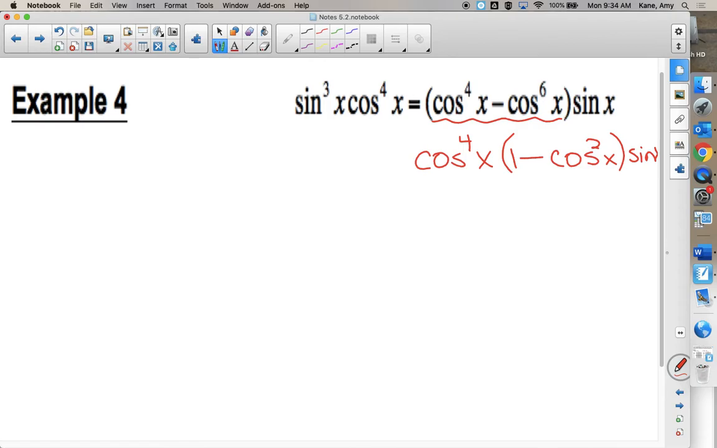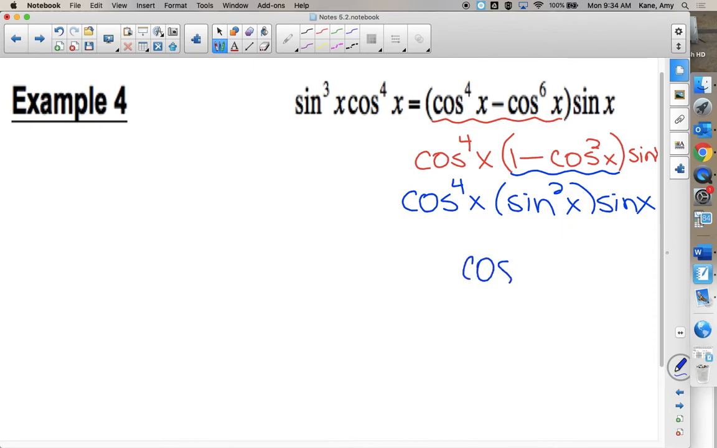And then Dylan, 1 minus cosine squared is? Sine squared. And then we have a cosine to the 4th. Adding the exponents of sine, there are 2 from the identity. There's a third one. So now we have cubed. So now we have sine cubed, cosine to the 4th.